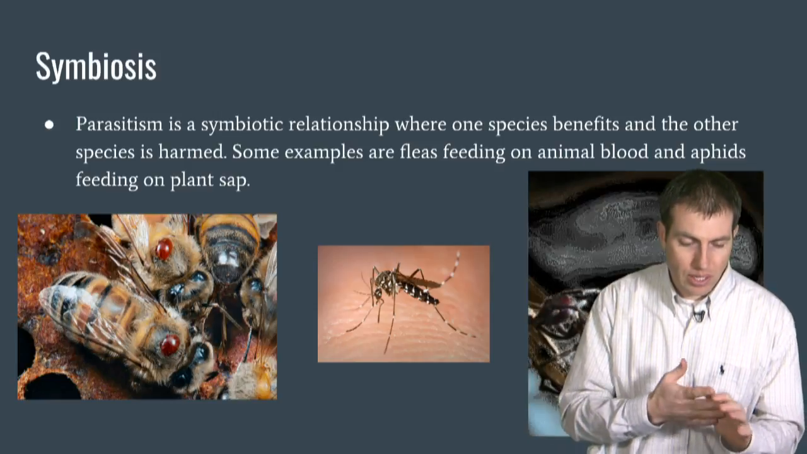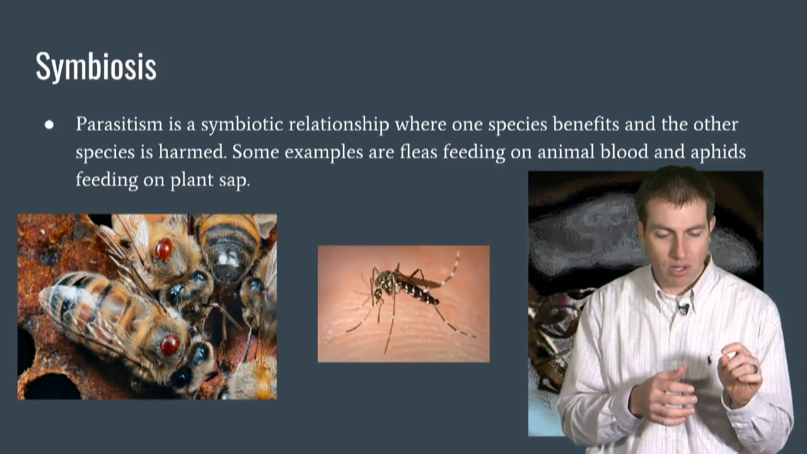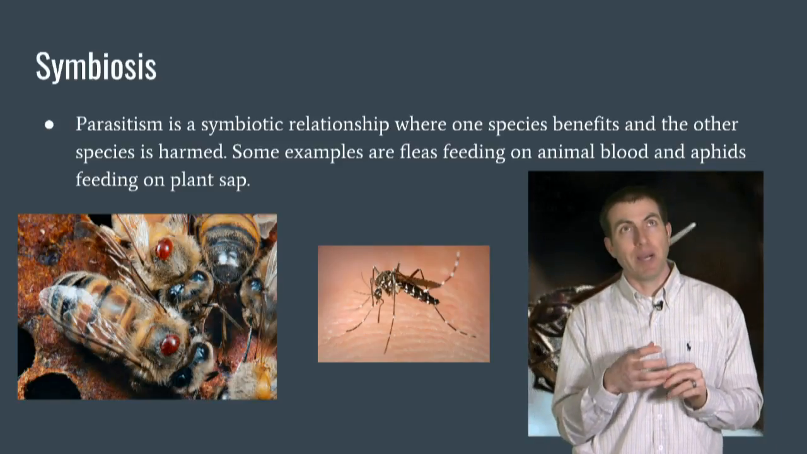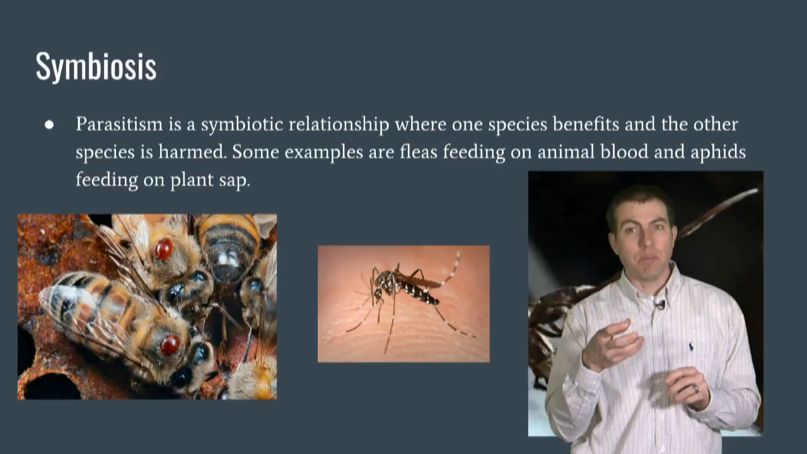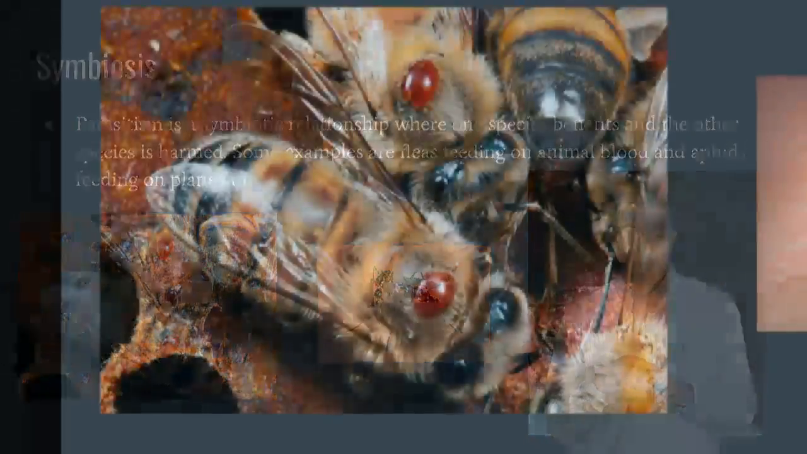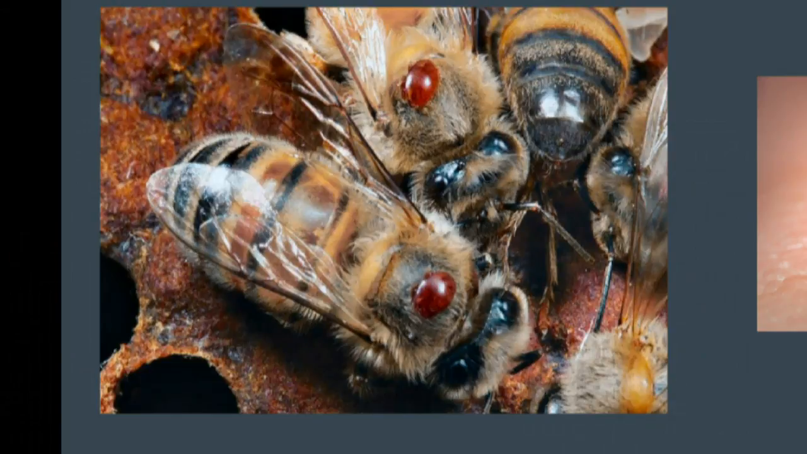So you have the honeybee and these little mites that live on them. That is an example of parasitism because the mites aren't really eating the bee. They're kind of living on the bee and snacking on them a little bit, but they're not actually consuming part of the bee. So that is what distinguishes them from a predator-prey relationship.